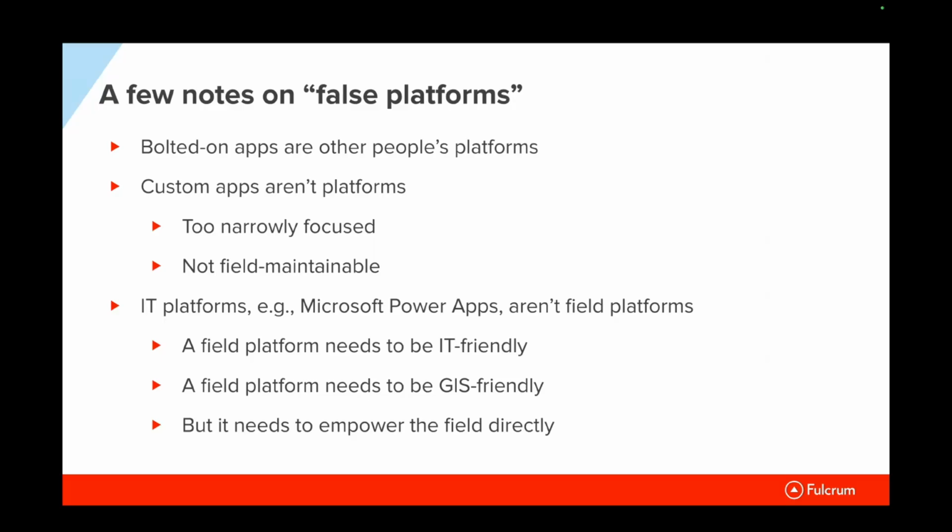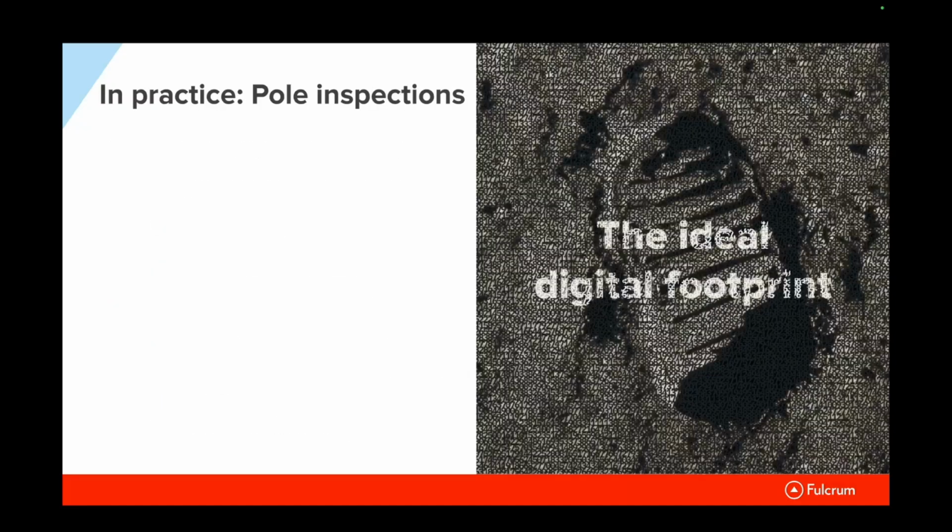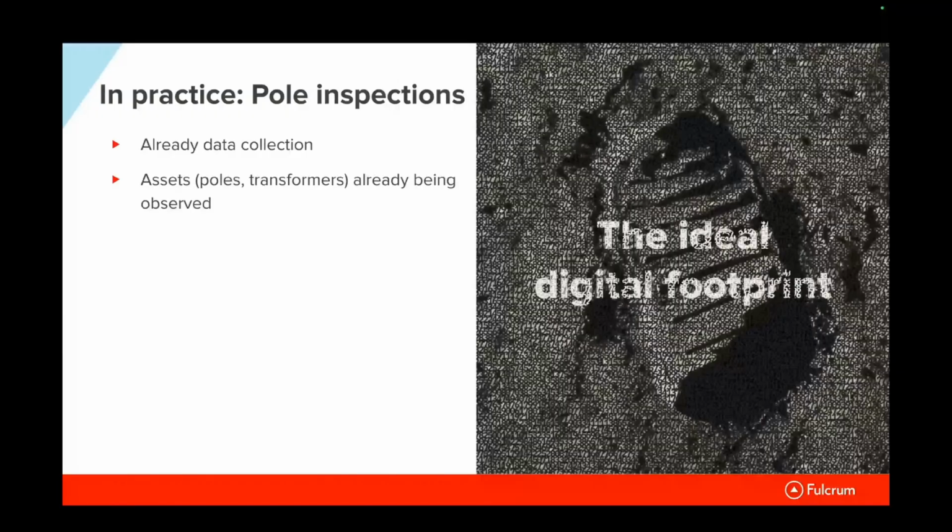Yes, they're going to need help for specific things, but the field should be able to do a lot on their own. So let's put this into practice a little bit. Pole inspections are a very common requirement. They're already a form of data collection because they're already inspection. Inspections are inherently data collection, right? And these different assets are already being observed.